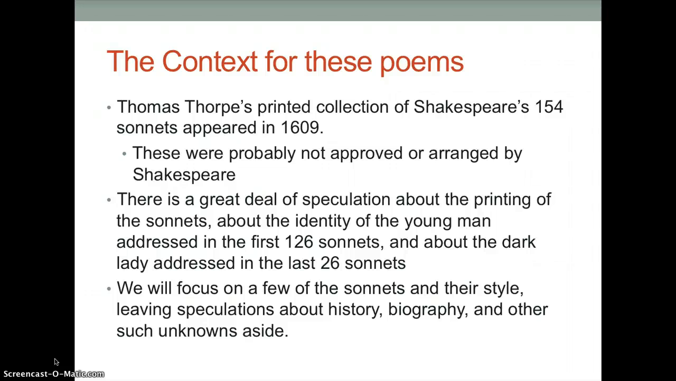They were printed in a collection by Thomas Thorpe in 1609 that was probably pirated. Probably the arrangement, the approval did not come from Shakespeare, and therefore there's not a lot we can know about the identity of the young man addressed in many of the sonnets, the identity of the dark lady discussed, the arrangement, if one should have followed another. So rather than get into literary speculation, we're going to focus just on 3 sonnets and their style, and hopefully this will give you some tools for close reading.